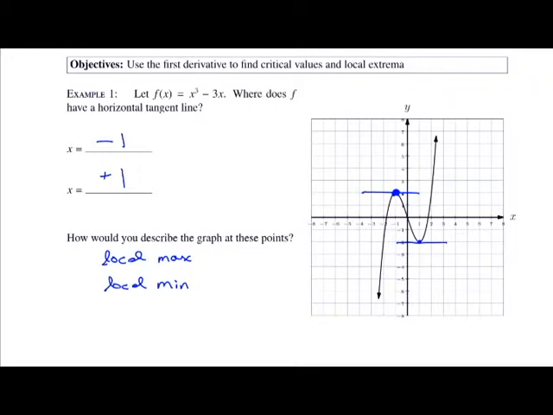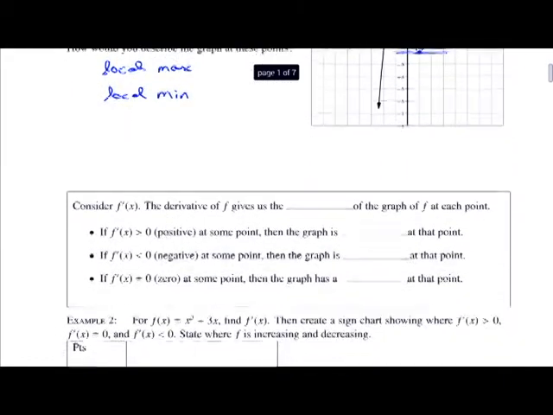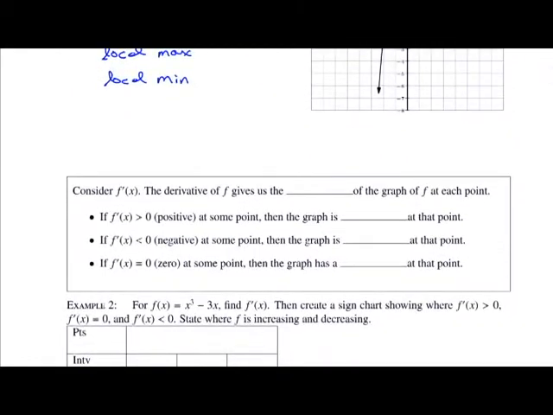All right. Now, how do we know how to find these things? What is the calculus behind all this? Let's look at this box. Consider f prime of x. The derivative of f gives us the blank of the graph of f at each point. What does the derivative tell us? One word. Slope. Yeah, it tells us the slope. Okay, and that slope may be horizontal. We don't know. But at every point, it's going to tell us what the slope is. It's shorthand for instantaneous rate of change.